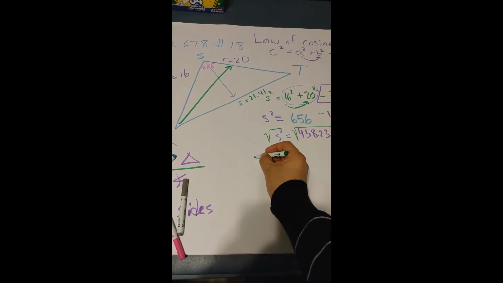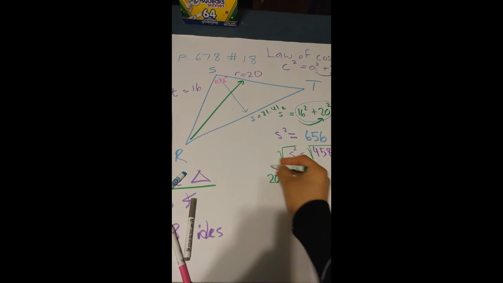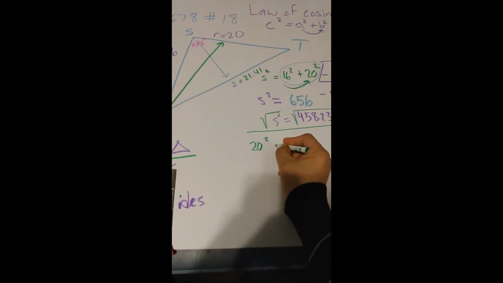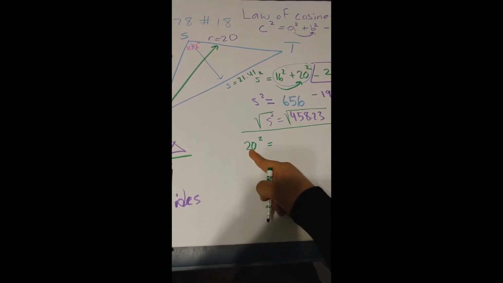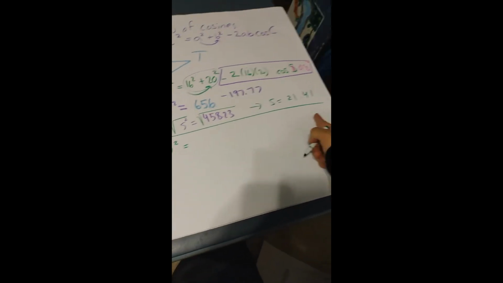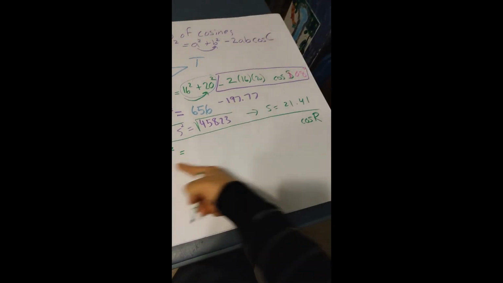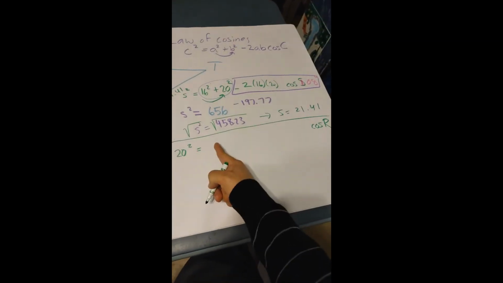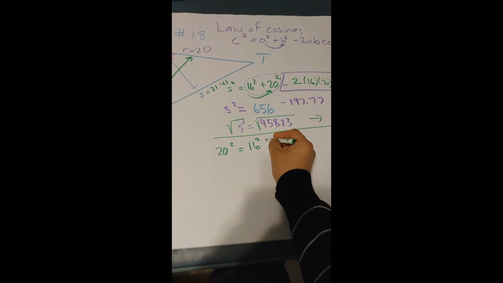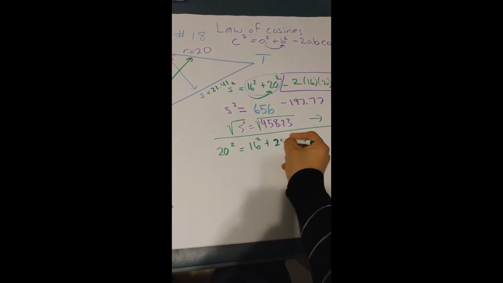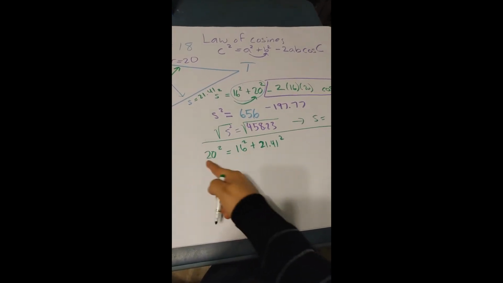So I'm going to get little r, but I know what little r is. It's 20. So then use the actual number. 20 squared equals, and then way over here, because this is little r, my dad has to be way over there ignoring me. Okay, so cosine capital R, big R, this is the value of little r. Now use your other two numbers. We're going to use that 16 squared plus 21.41 squared. Notice a squared plus b squared equals c squared.